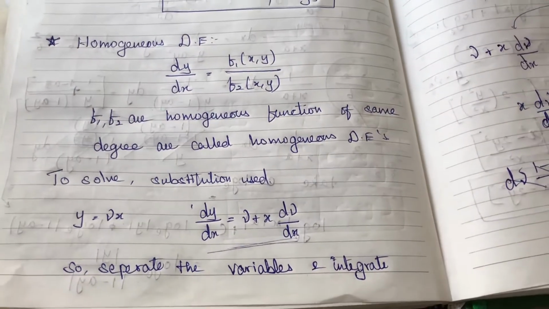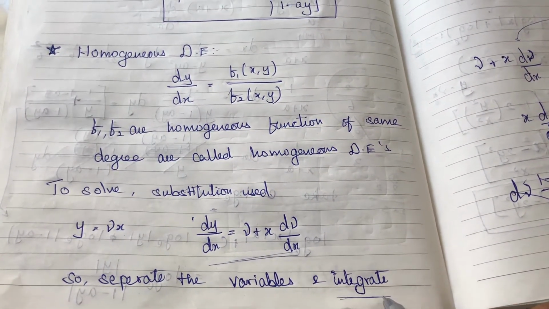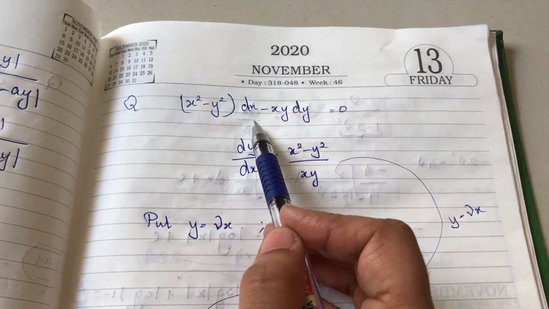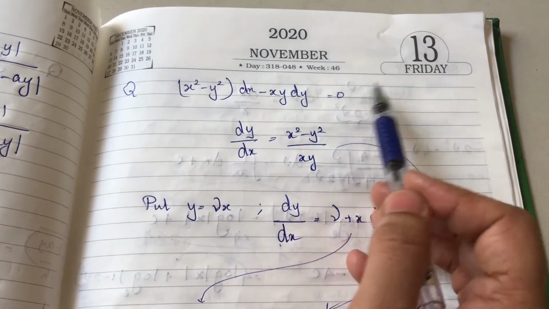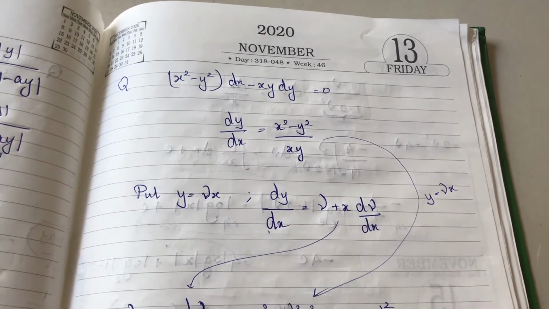Okay. So we need to separate the variables and then integrate it. Then we will get the values. Let's see one sum here: x square minus y square into dx minus xy dy, which is equal to 0. This is the sum. First I need to separate it, right?